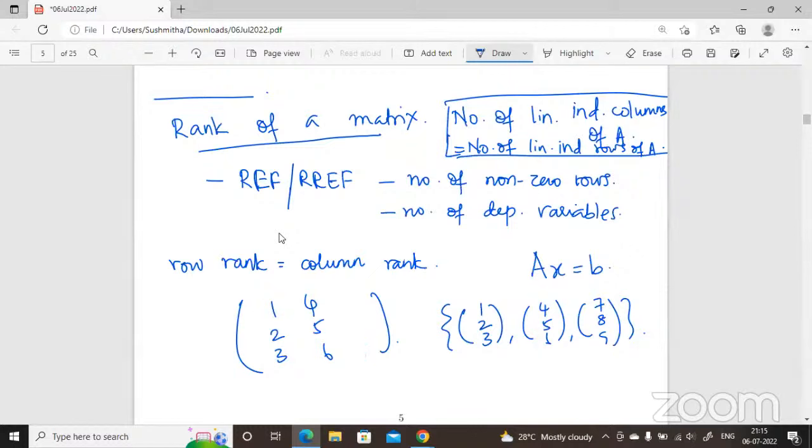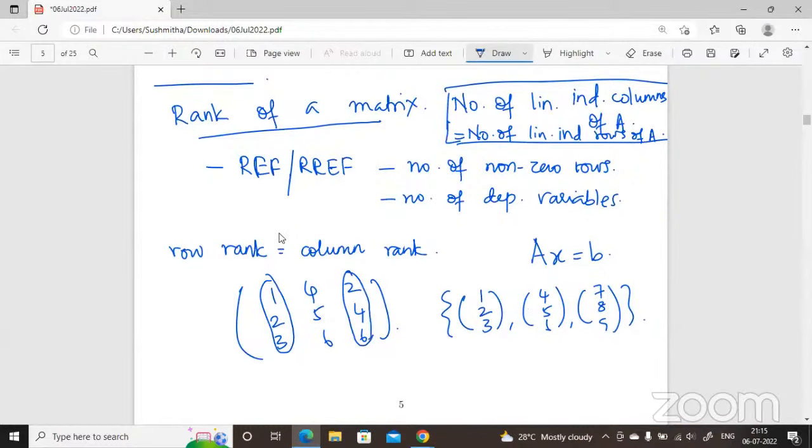So what is the rank of this matrix? 2. You will get 2 by doing all these operations. But you can actually directly look at the matrix and tell, because this is a scalar multiple of this, so you can eliminate it. Now, are these 2 scalar multiples of each other? No. These 2 vectors are linearly independent. So the number of linearly independent columns is 2.